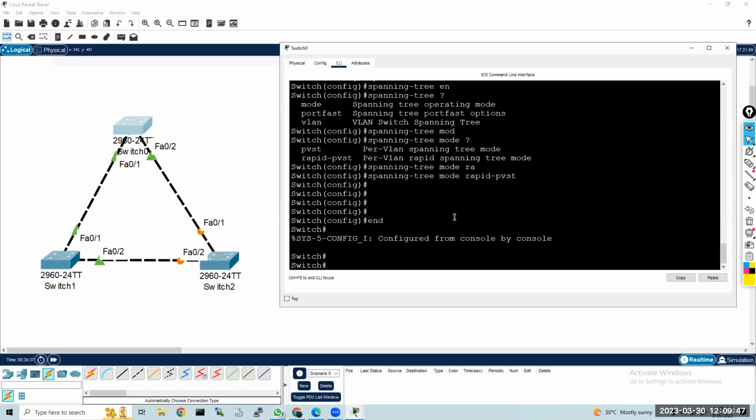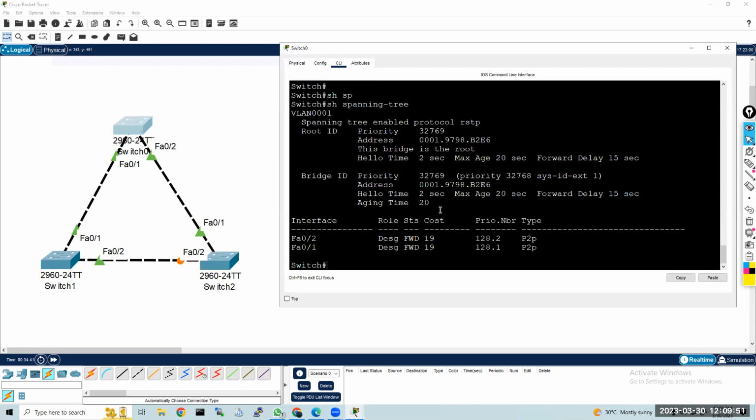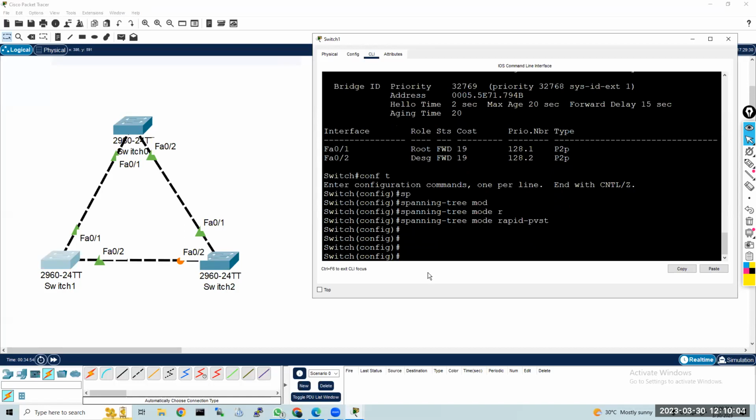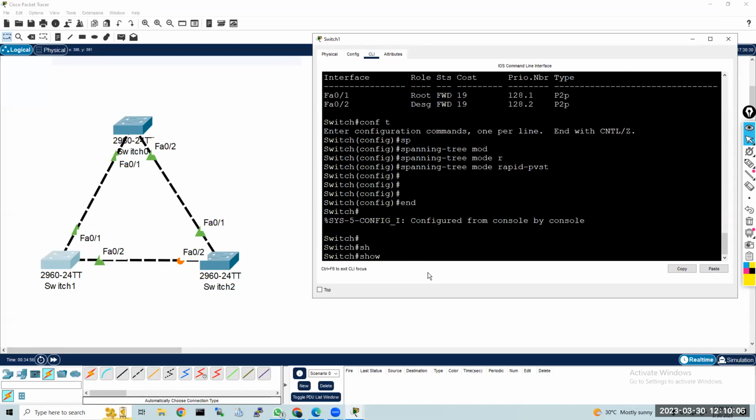Now we can see, show span. This is the root bridge. Now it has become the rapid spanning tree protocol. Now the link will become very fast. It will work very fast. It doesn't take much time. So let's say, show span.